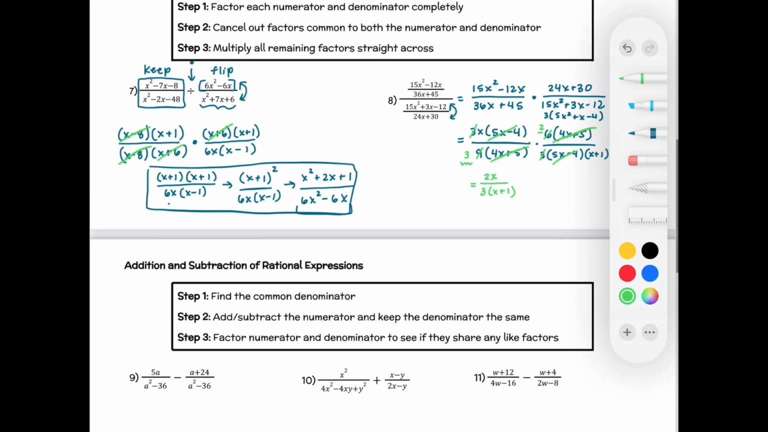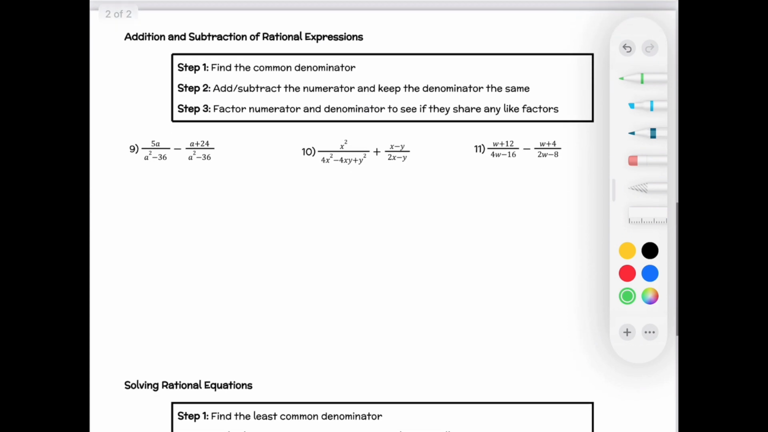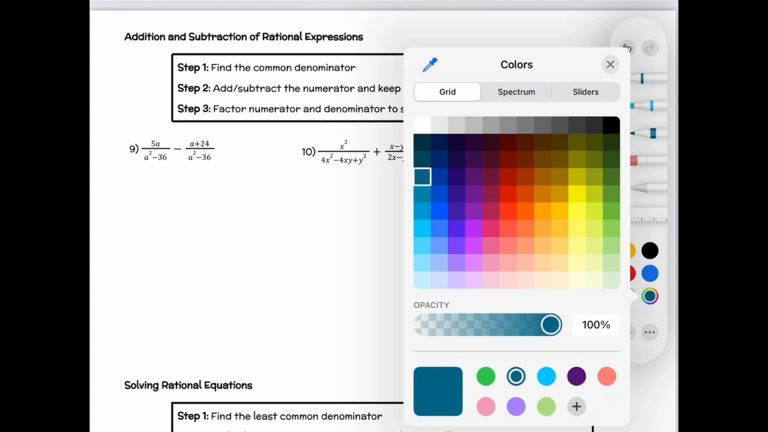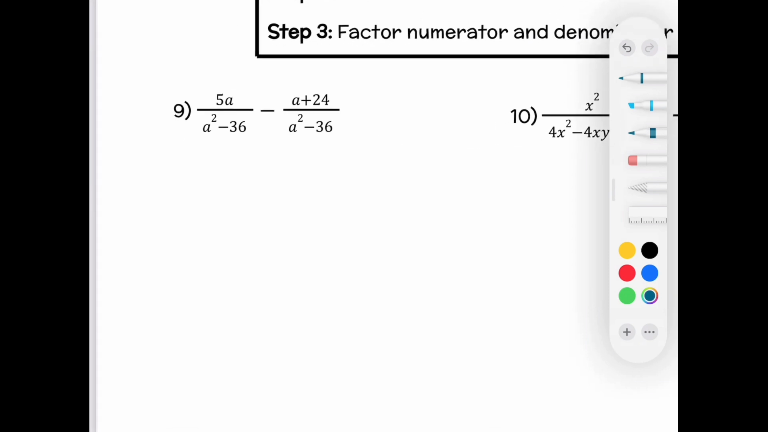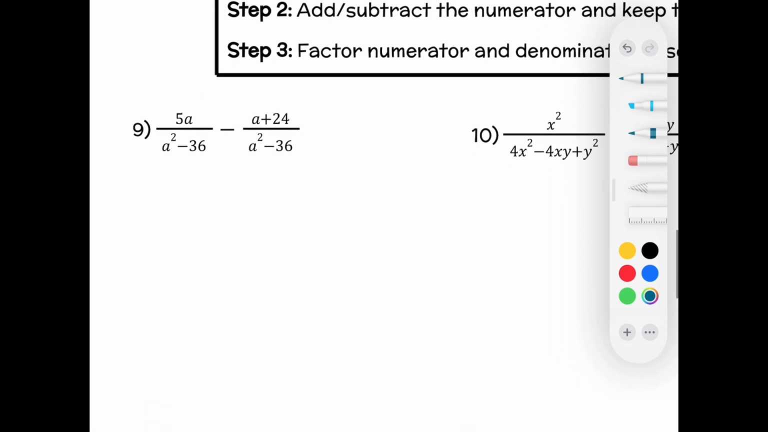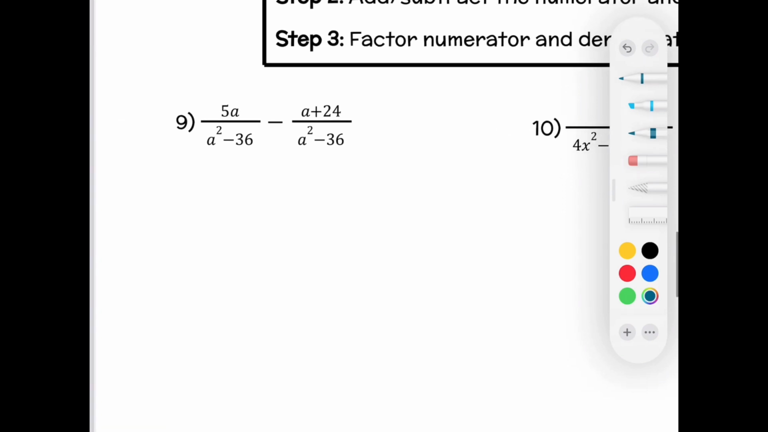Okay. So next thing is addition and subtraction. So this is probably the tougher portion of this because it requires you to get a common denominator. So if you look at number 9, you want to first see if they have a common denominator. So they have the exact same denominator. So we don't have to do any extra thinking or any extra work for this. So we're just going to go ahead and subtract what's on top. So be careful, because if we have a subtraction problem, it has to be distributed into this entire numerator. So our common denominator is a squared minus 36, because we want them to be the same.